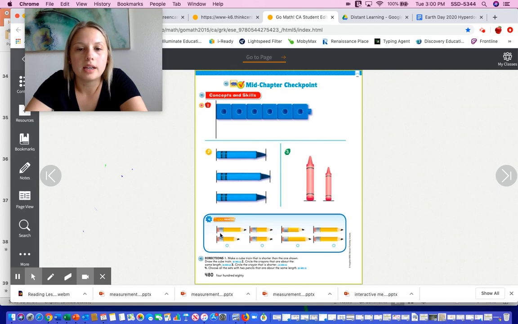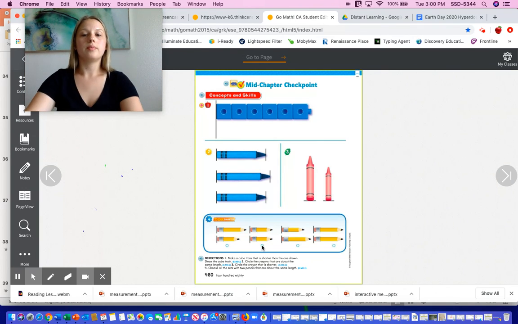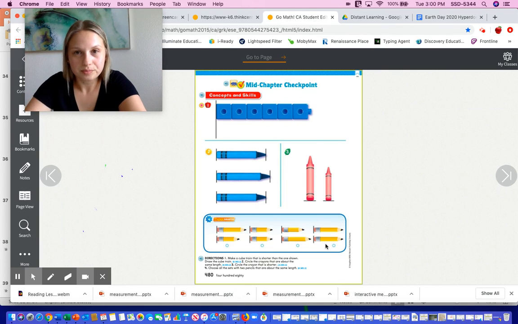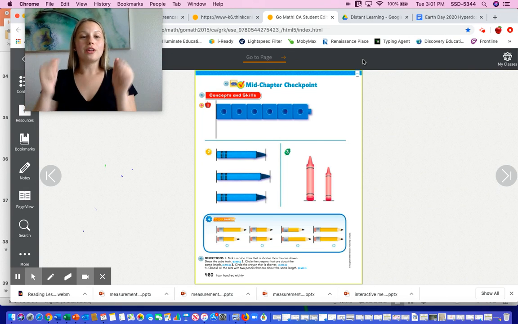So bubble in. Are these two the same? If they are, bubble it in. Are these two the same? If they are, bubble it in. If they're not, leave it alone. And check these ones too. Okay, try to do this page by yourself. After that, you're all done.